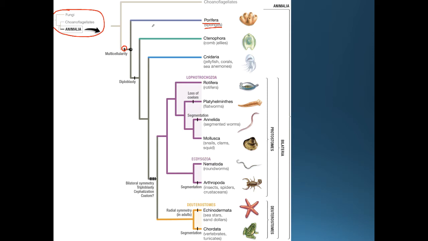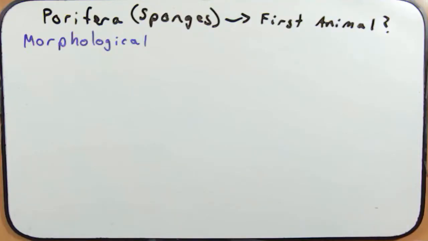So let's talk a little bit more about those morphological and genomic pieces of evidence that support porifera, or the sponges, as being the first animal that evolved. So let's talk about some of this evidence. And we're going to start with the morphological.